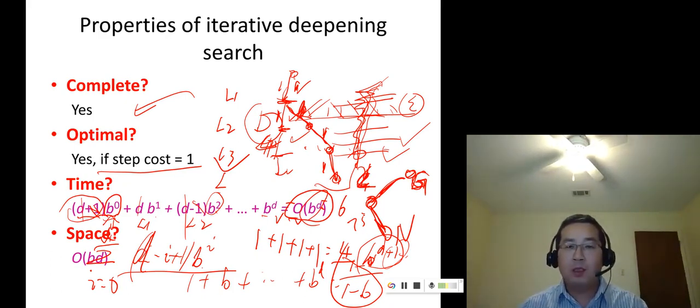Okay. So this is the difference between this one and this one. This is how many nodes you need to visit. This is how many nodes you need to save in the expansion set.